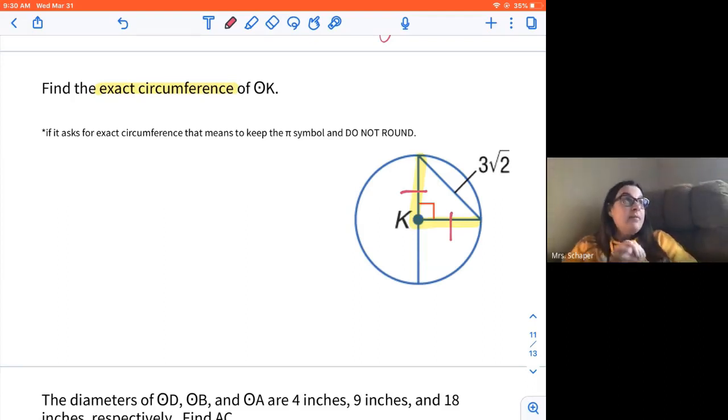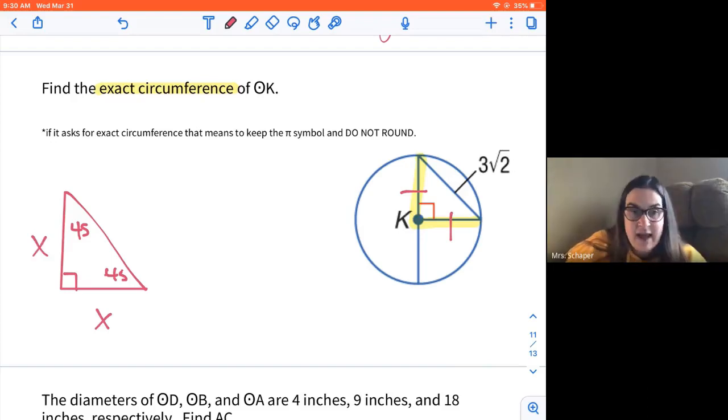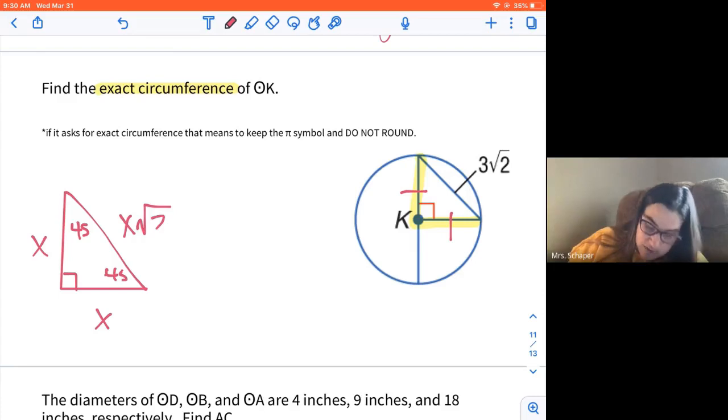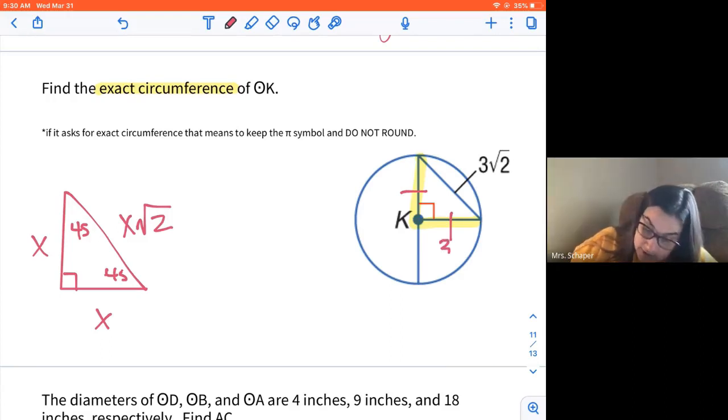Now, what do we remember about the side lengths of a 45, 45, 90 triangle? Pulling back our memory a little bit, it hasn't gone away. We keep using it. If we have equal sides, then the hypotenuse is x square root of 2. That's the relationship in a 45, 45, 90 triangle. So the radius is going to be 3.